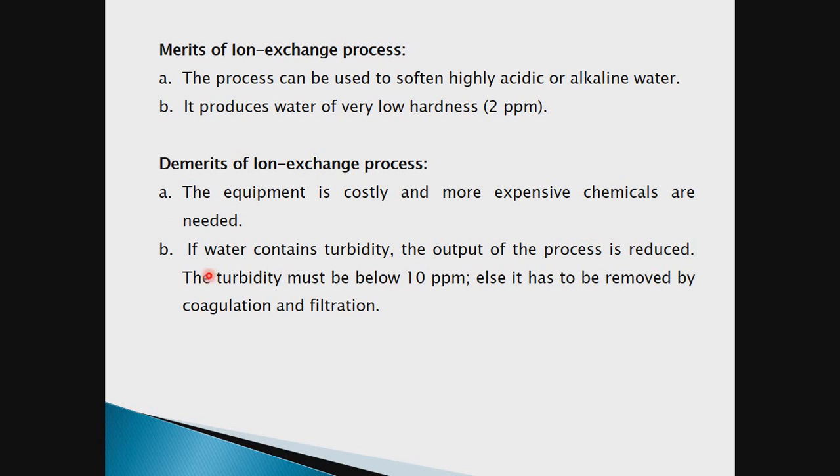The second disadvantage is that if your water is turbid, with very high turbidity particles in it, they will clog the microporous structure and the output of the process would be reduced. The anion exchange resins would also become exhausted by this turbidity. So it is very important that your water has turbidity below 10 ppm, otherwise you have to remove that impurity with coagulation or filtration.